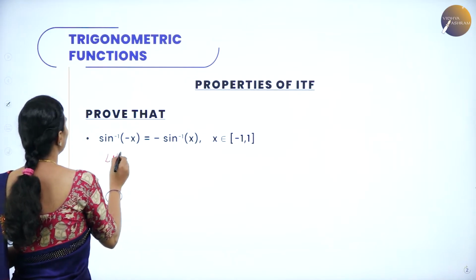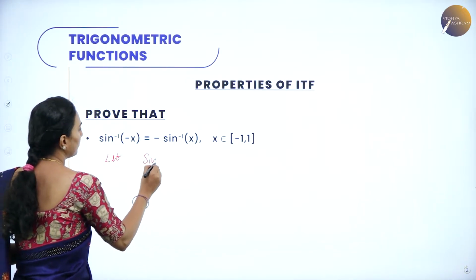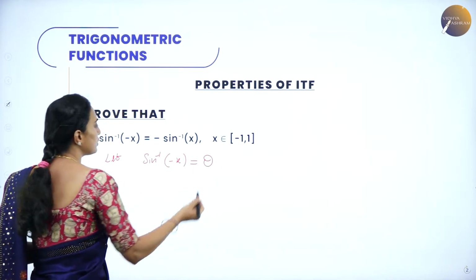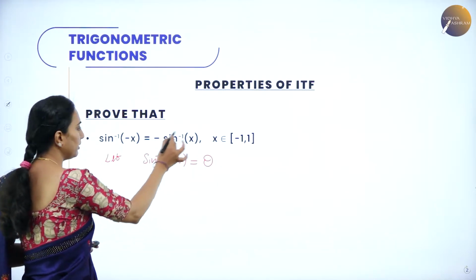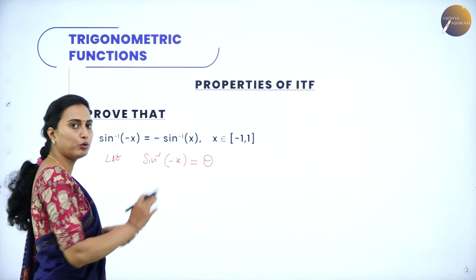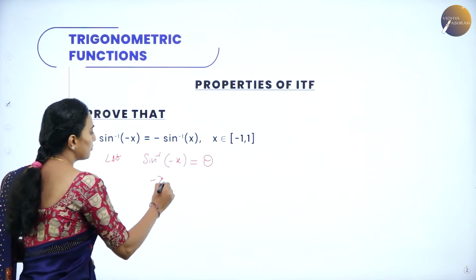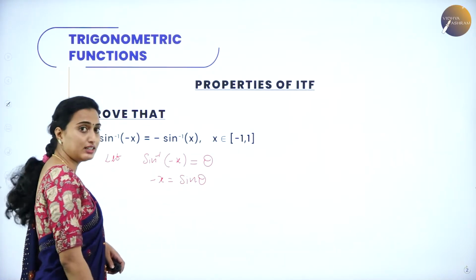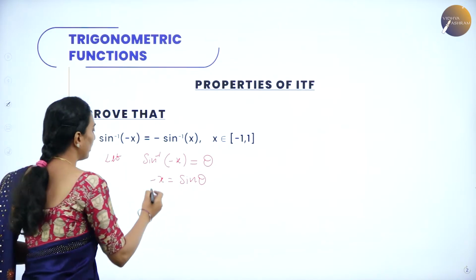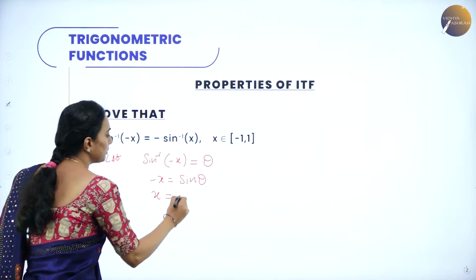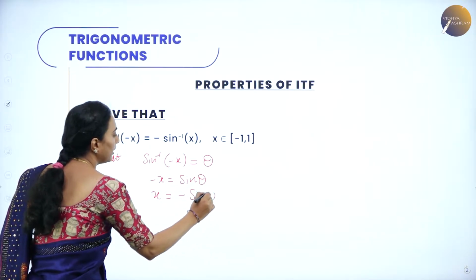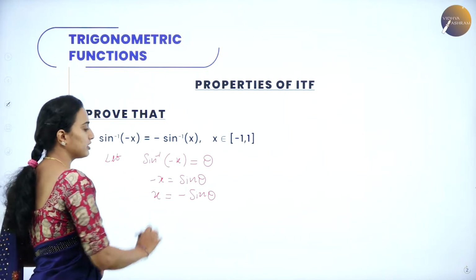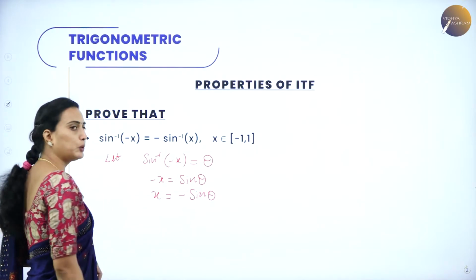Let sine inverse of minus x be equal to theta. So if this sine inverse is moved to that side, or taking sine on both sides, what will it become? Minus x will be equal to sine theta. Or I can take it as x will be equal to minus sine theta, multiplying both sides by minus sign. Minus into minus becomes plus, plus into minus becomes minus. So x will be equal to minus sine theta.